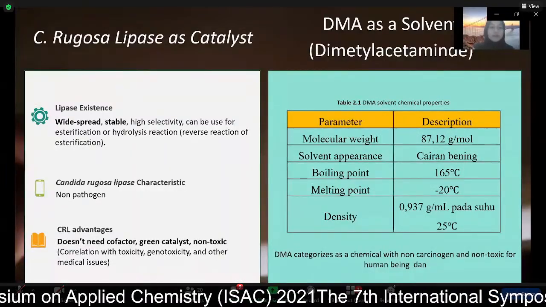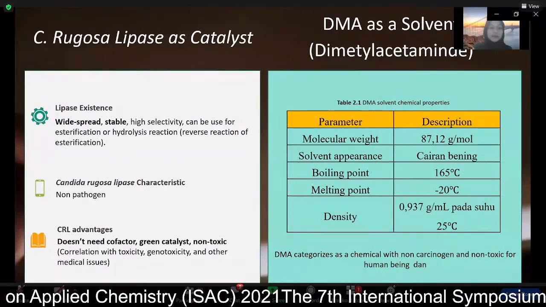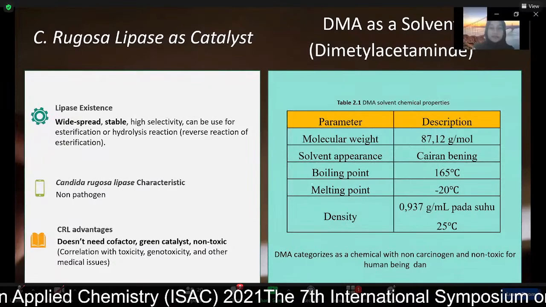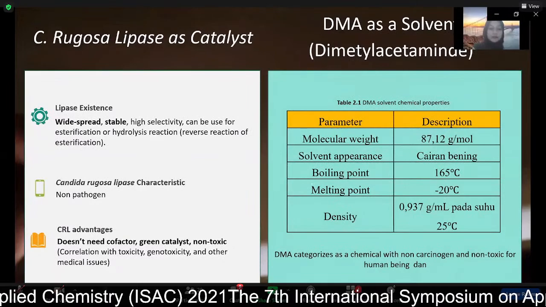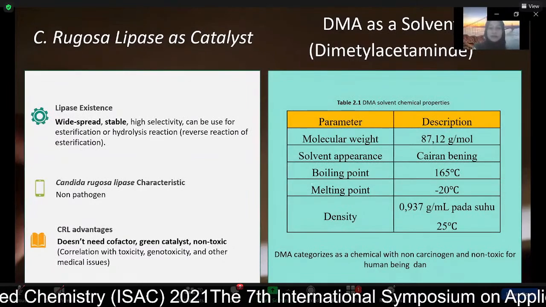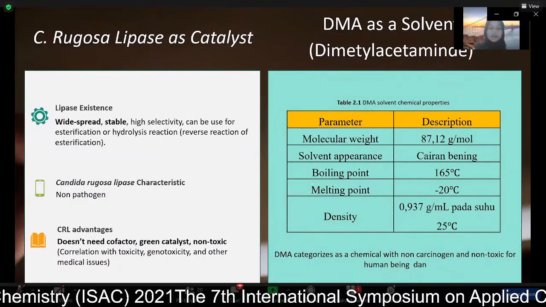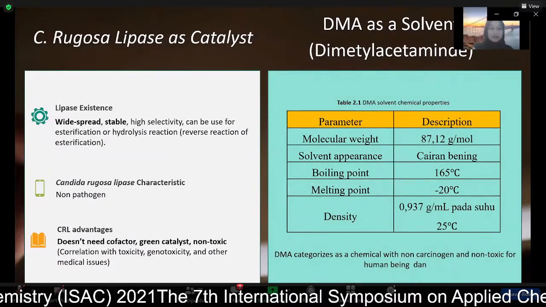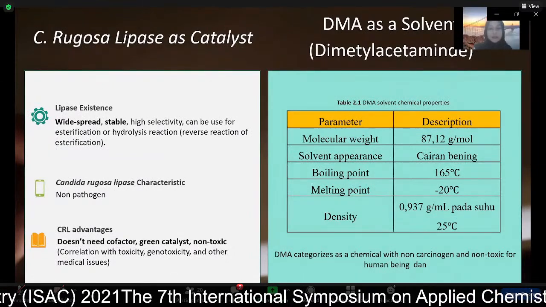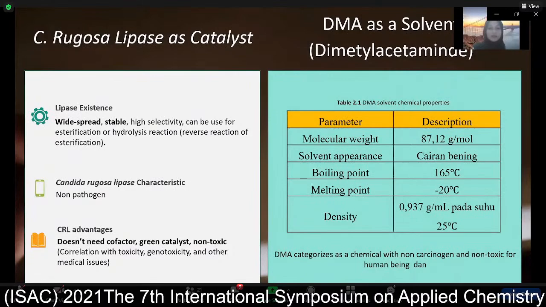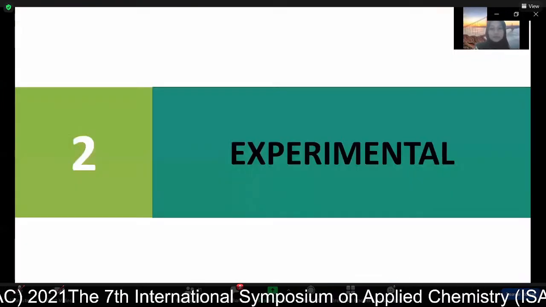There are other materials used for the PLA synthesis process: Candida rugosa as a green catalyst and dimethyl acetamide as a solvent. The considerations for using Candida rugosa as a catalyst are that it is easy to find, stable, could be used for esterification reaction, non-pathogenic, and characterized as a green catalyst. And dimethyl acetamide solvent is categorized as a non-carcinogenic and non-toxic solvent.